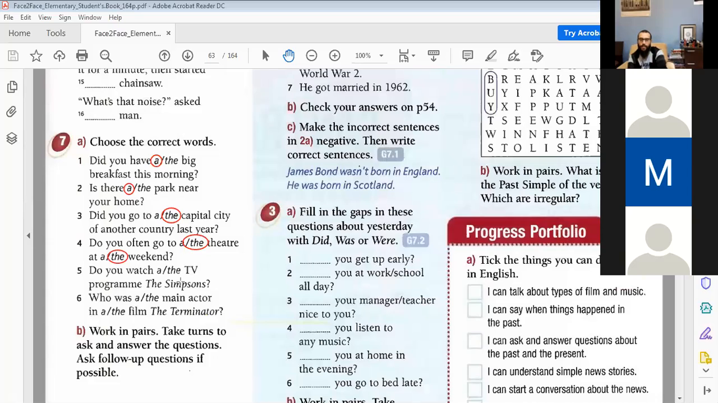But why? Why did we use the in this example? Because the name is program. Correct. We're talking about a specific program. We need the in this example. Do you watch the TV program The Simpsons? We can't say do you watch a TV program The Simpsons because we are talking about one thing. There is only one program called The Simpsons, not several.